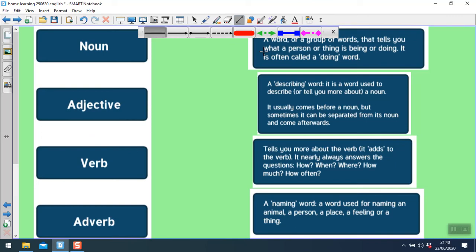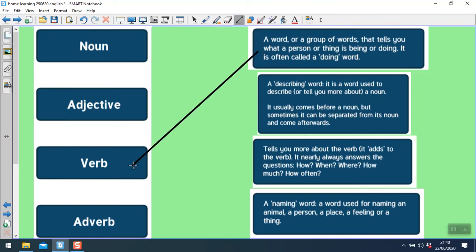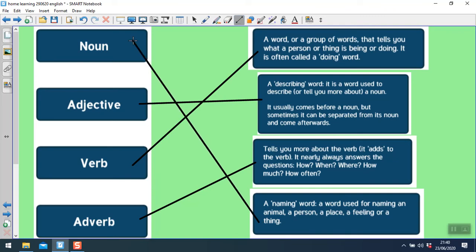Okay, so a doing word, the action words, they are verbs. Describing words usually tell you more about the noun, that's an adjective. Tells you more about the verb, answering the questions how, when, where, how often, how much, that's an adverb. And a naming word, a person, a place, a thing, a feeling, they are nouns. Well done if you got those right.